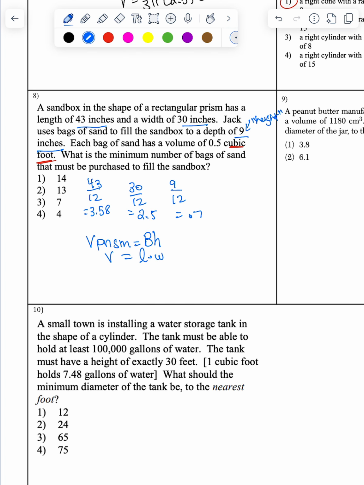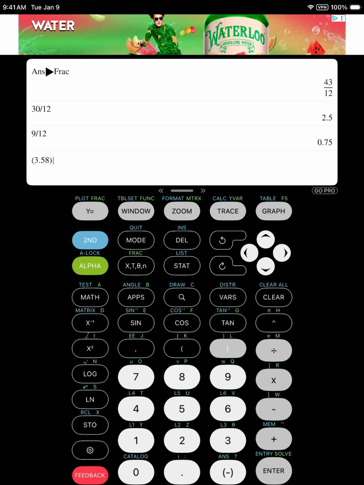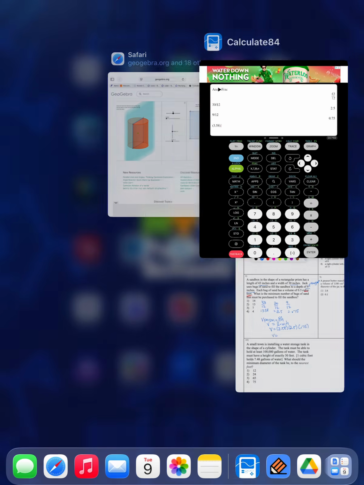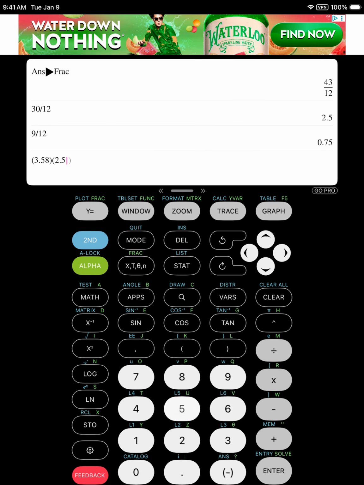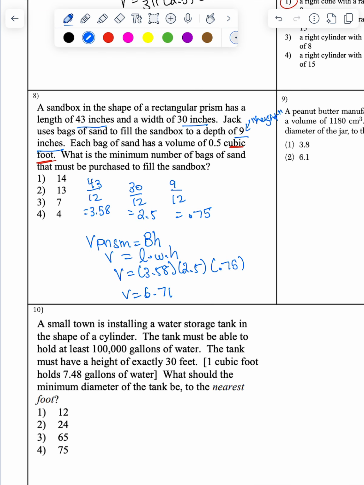So now I can take my volume of a prism formula, capital B times H. It's a rectangular prism, so that's length times width times height. And I can substitute in 3.58, 2.5, and 0.75, and I can see what my volume is. And that's 6.7125. Oops. And that is in cubic feet.